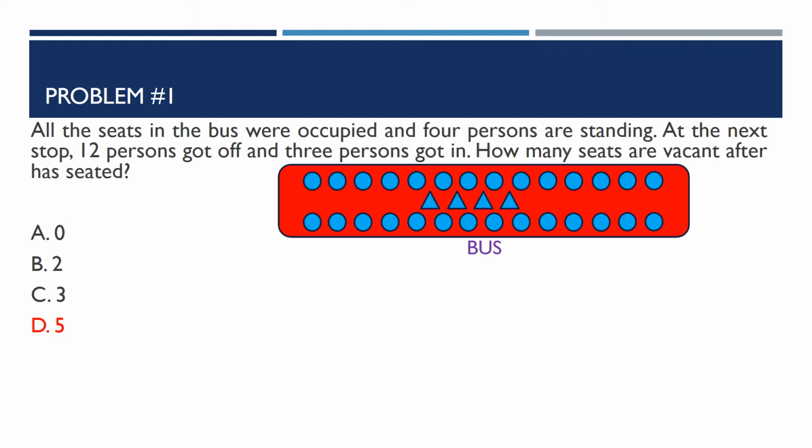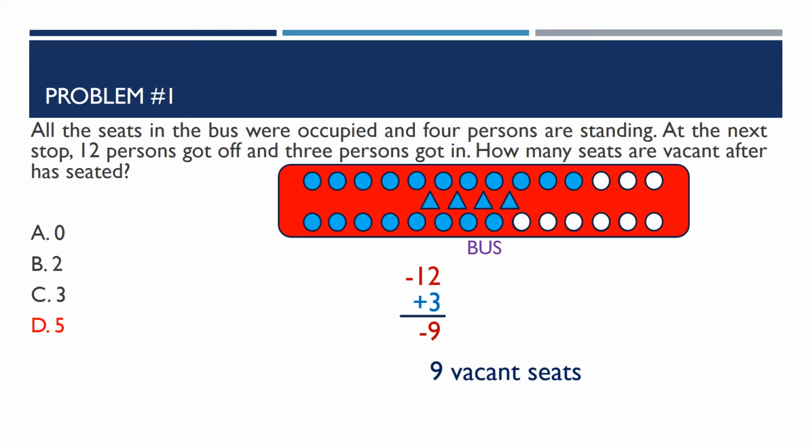And then at the next stop, 12 persons got off and 3 persons got in. So we have 12 vacant seats, so it's minus 12 from the total capacity. And then 3 persons got in, so it's plus 3 to the number of passengers. So basically it's only 9 seats which are vacant.